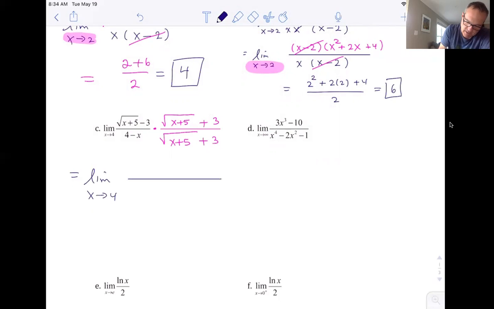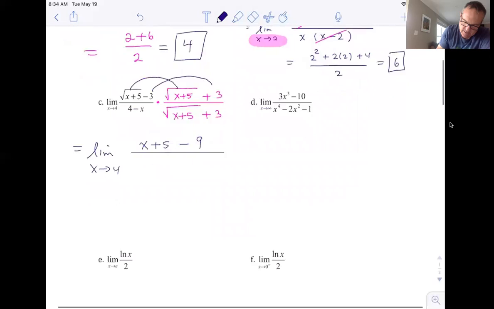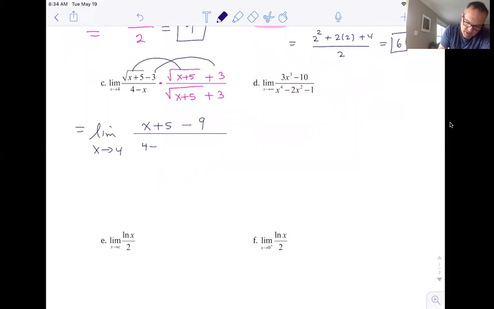Up top should get a lot nicer, right? These first two terms give me an x plus 5. The back end, minus 3 and 3, is minus 9. And the bottom, my suggestion, do not multiply it out. Leave it factored because you want to do some canceling.